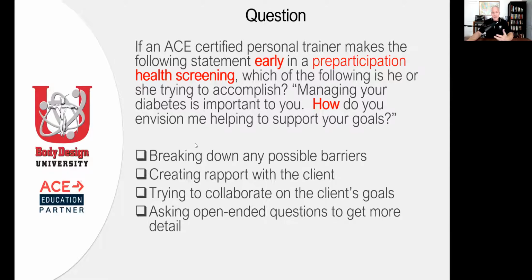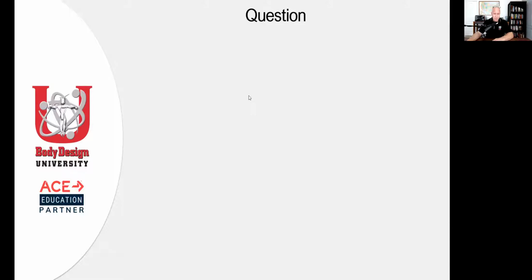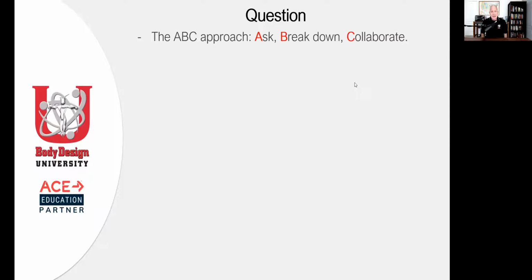Now, for those of you that have actually seen the question, or looked at the engagement that was occurring on the Facebook group, let me break it down for you. First off, the ABC approach is ask open-ended questions, break down barriers, and then collaborate with your client. Generally, it's the discussion of what the goals should be, and then ultimately the development of a strategy or plan to help them achieve it. But the very first thing you do is create and develop rapport.